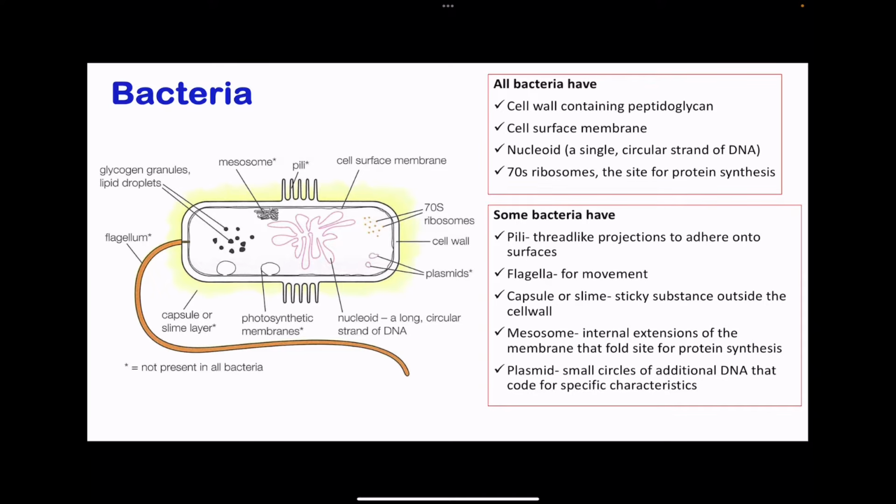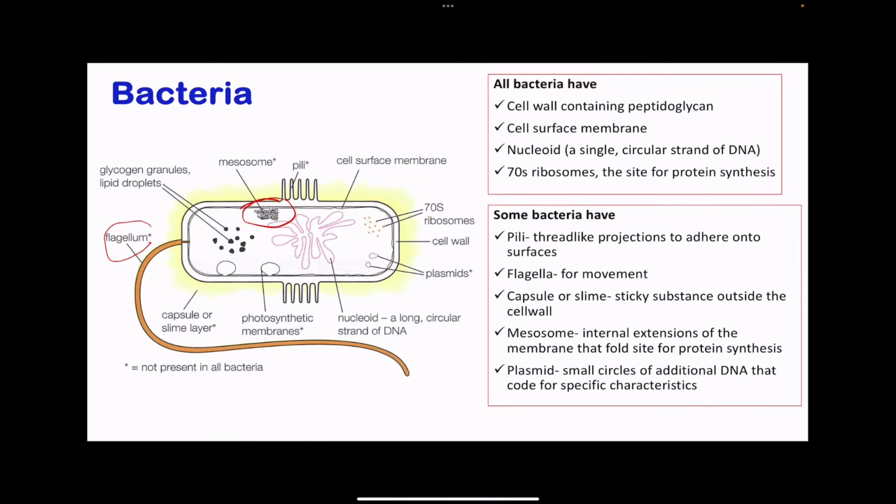So beginning with bacteria, we have a structure of a bacterium. It has a flagellum. This is going to enable it to move or for movement. It has the pili, which are thread-like projections. These help it to adhere onto surfaces. There is a slime capsule. There is a mesosome. We can see here the internal extension.